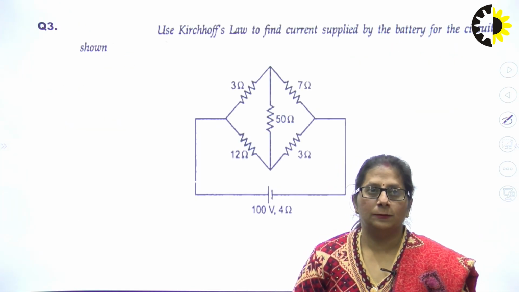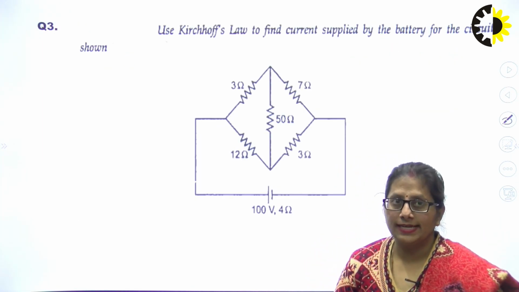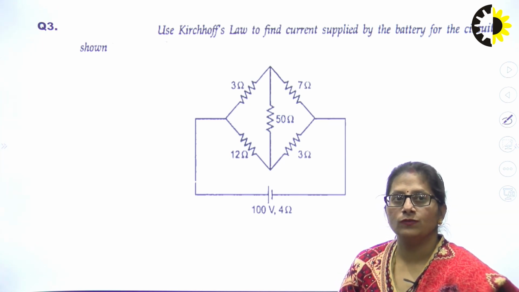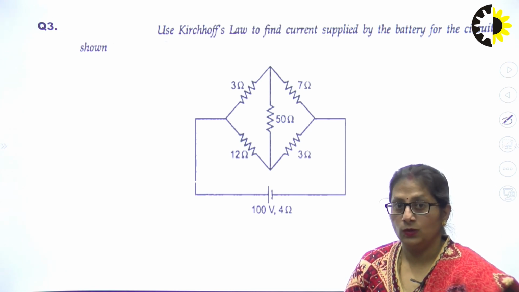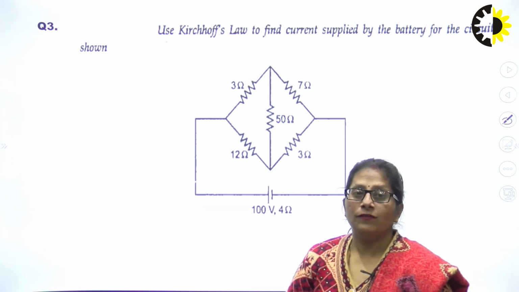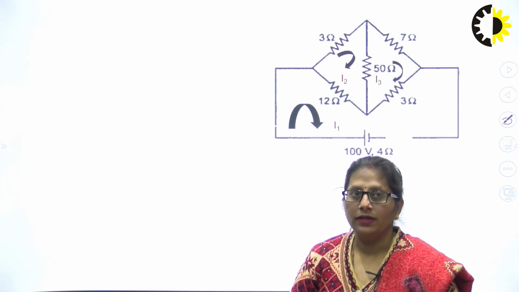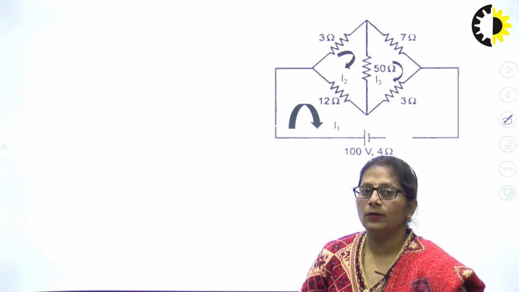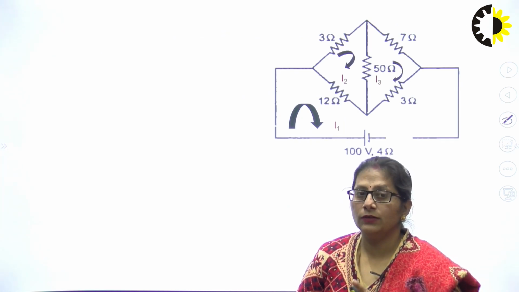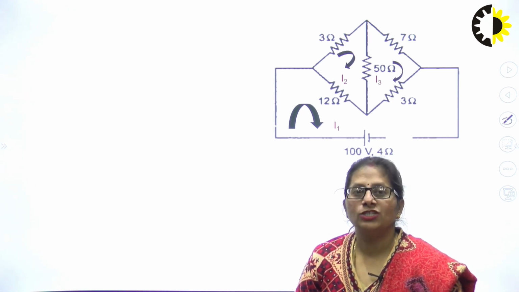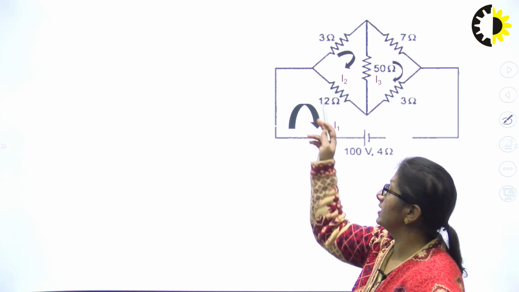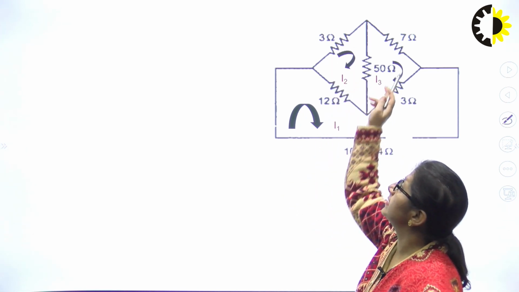Fine. So, this is the third question which has occurred in university: use Kirchhoff's laws to find the current supplied by the battery for the circuit shown using Kirchhoff's laws, right? KVL. We are going to use KVL over here. Once again, how many meshes are there? Using the very first step, identify the number of meshes, 3 meshes. Assign mesh currents. I have assigned the mesh currents, I1 clockwise, I2 clockwise, I3 clockwise.